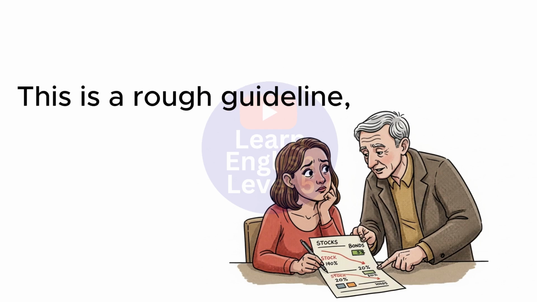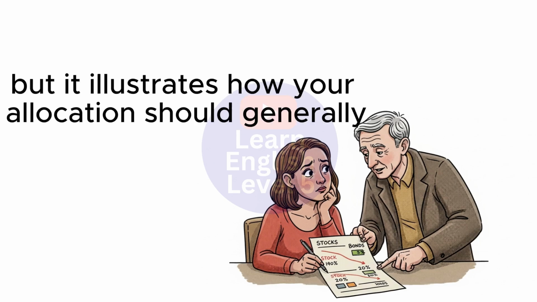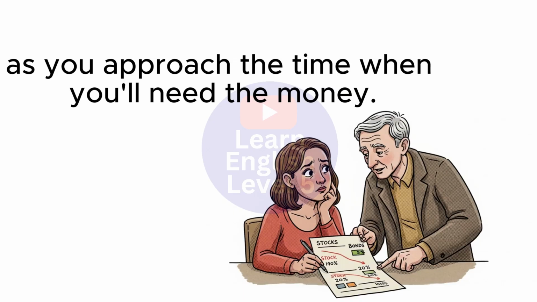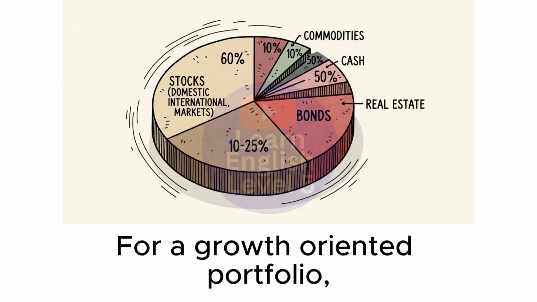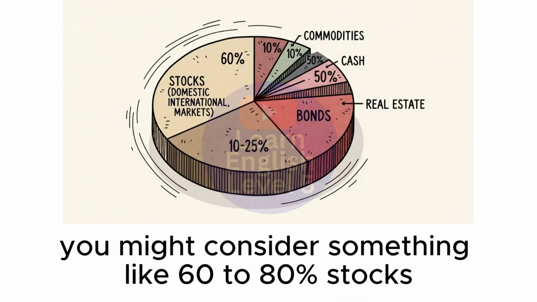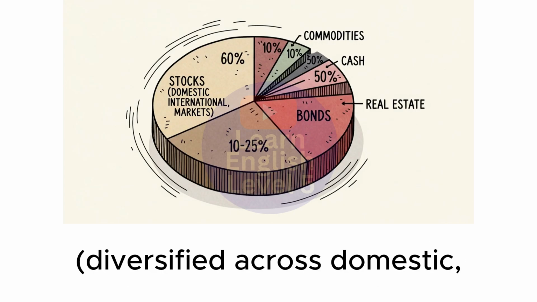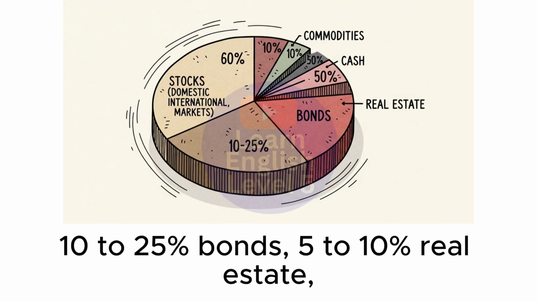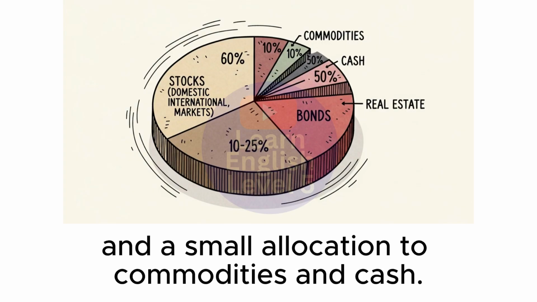This is a rough guideline. Not a hard rule, but it illustrates how your allocation should generally become more conservative as you approach the time when you'll need the money. For a growth-oriented portfolio, you might consider something like 60 to 80% stocks, diversified across domestic, international, and emerging markets, 10 to 25% bonds, 5 to 10% real estate, and a small allocation to commodities and cash.